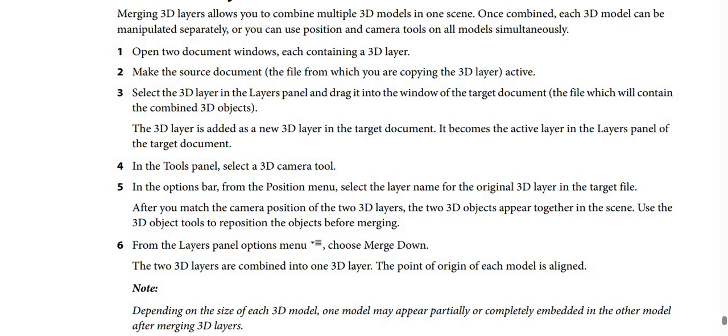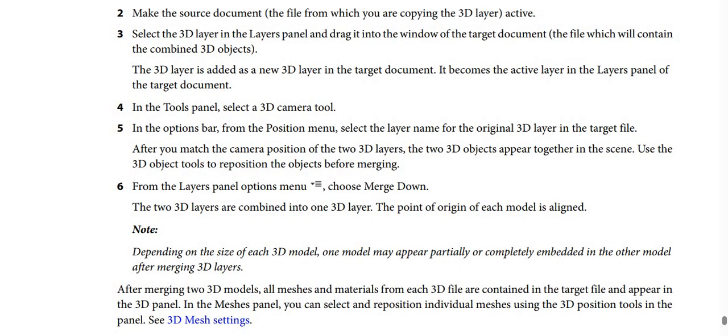And the 3D layer is added as a new 3D layer in the target document. And it becomes the active layer in the layers panel of the target document. Step number 4, in the tools panel, you should select the 3D camera tool. Step number 5, in the options bar, from the position menu, you should select the layer name for the original 3D layer in the target file.